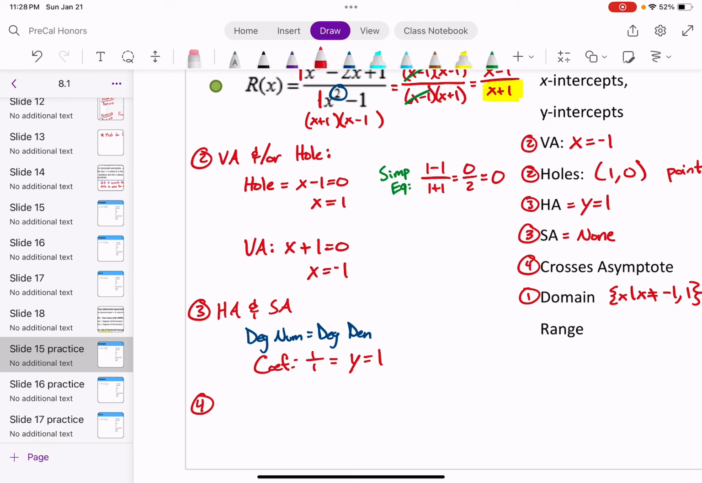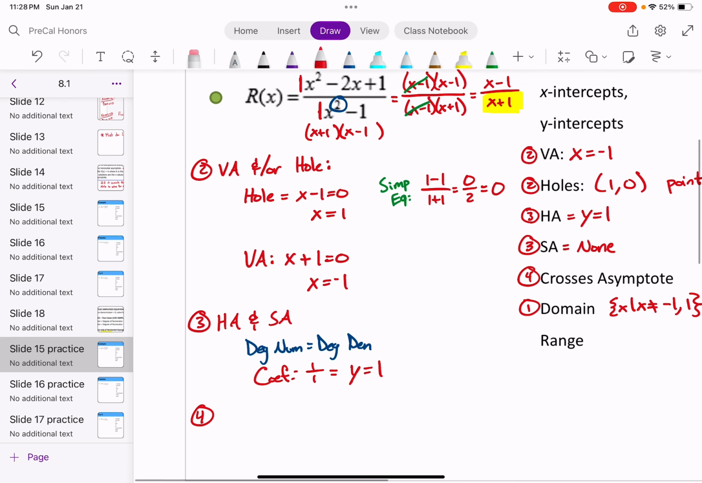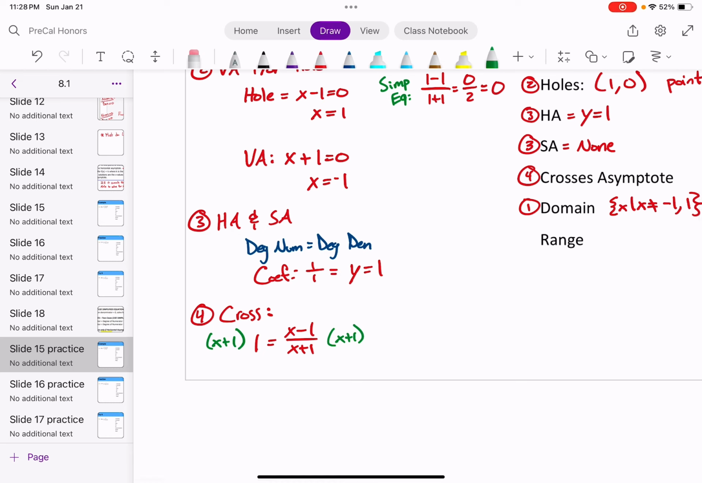So what you're going to do is take a look at your horizontal asymptote. In this case, it is 1. And you're going to set that equal to our simplified equation. So we're going to say 1 is equal to (x minus 1) over (x plus 1). Now you're going to multiply both sides by x plus 1 to get rid of it on the denominator side. This will give you x plus 1 is equal to x minus 1.